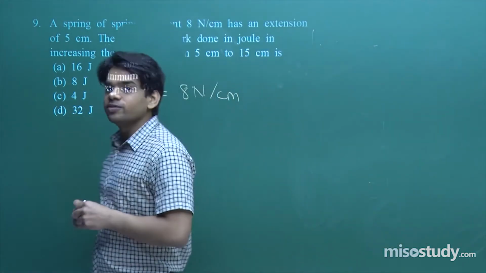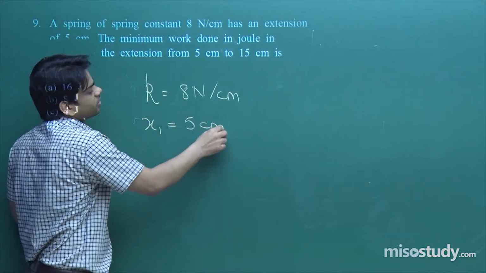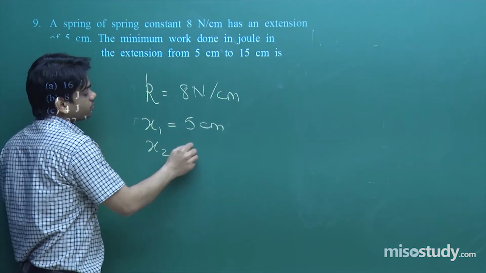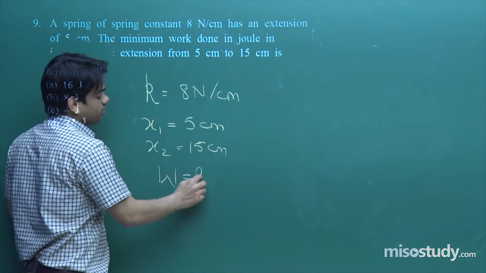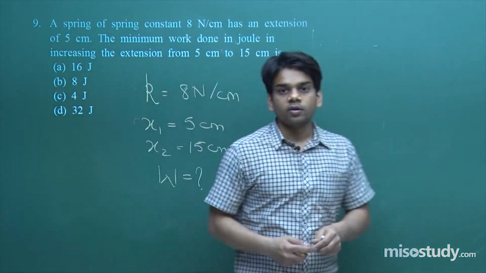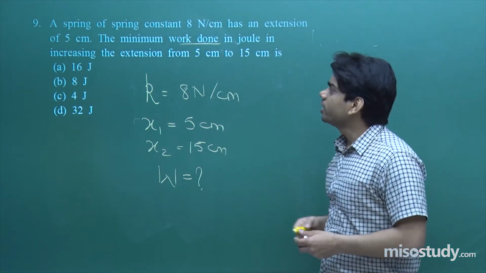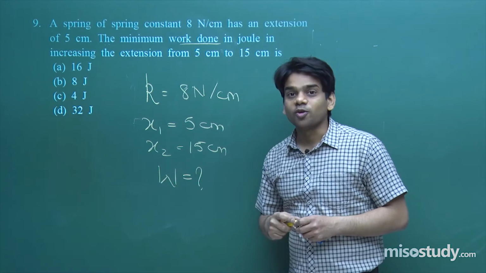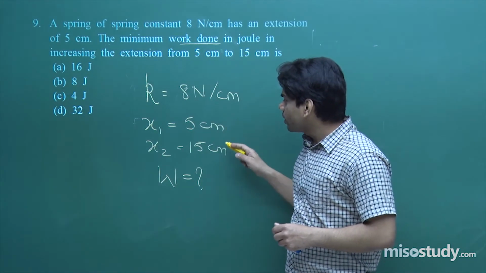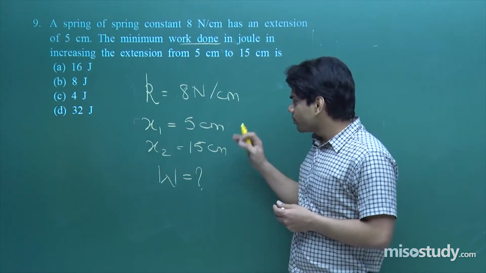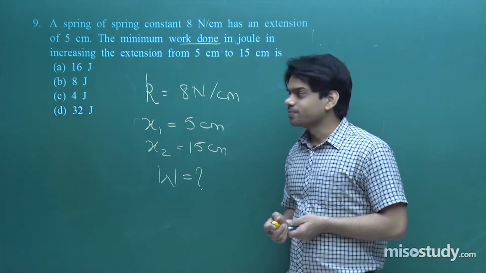Initial extension is 5 centimeter. So let me write down initial extension as x1, that is 5 centimeter. When it is extended to 15 centimeter, we need to find out what is the value of work done. The minimum work done in joule in increasing the extension from 5 to 15 centimeter is required here. So if you see here it's given that 8 Newton per centimeter. Here again we have centimeter. So we will be using values with proper units in centimeters only. Let's see in what units we are going to get the answer.